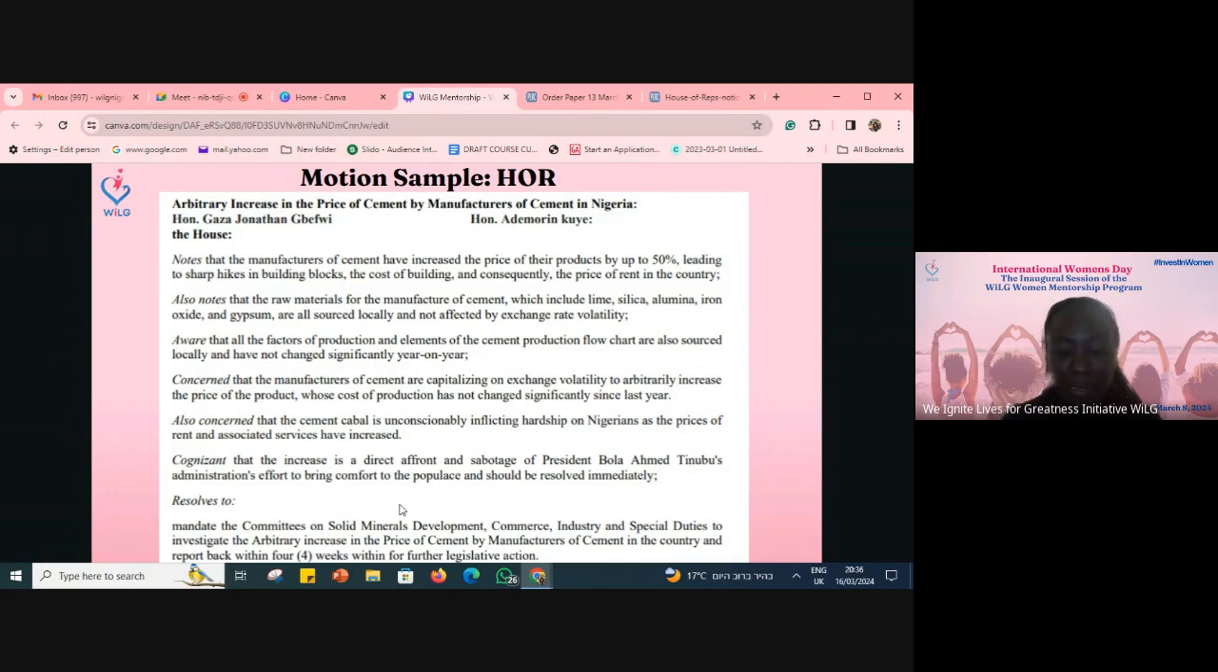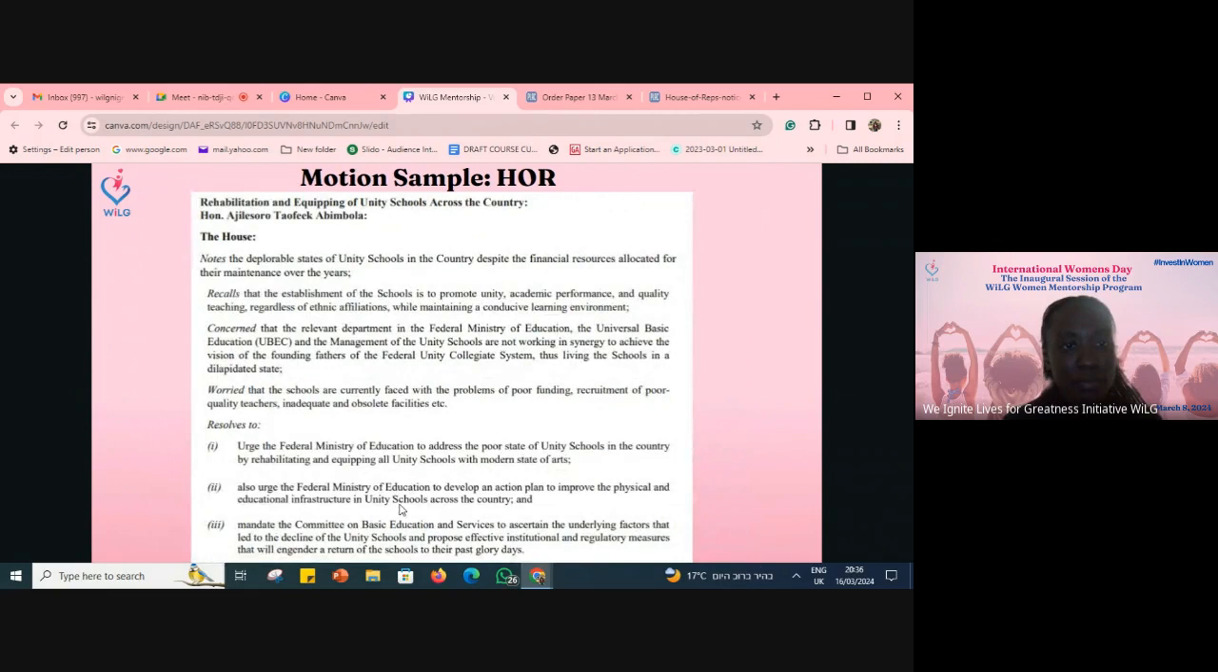So you've seen a sample. You see how the beginning is, the title, you have to find the title, you have to write the name of the member, you have to speak with their language: notes, also notes. If you use notes, you say also notes. If you put aware, you can also put also aware. If you put concerned, you also put also concerned. And you have to have your resolution where you're charging it to somebody. So we'll look at another one.